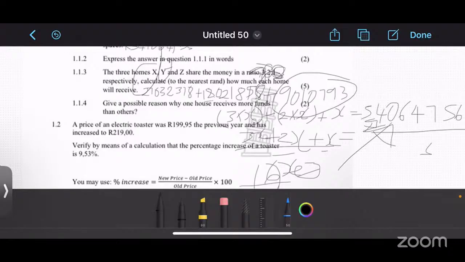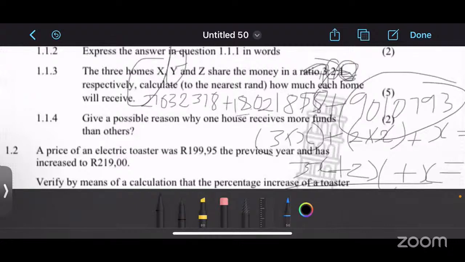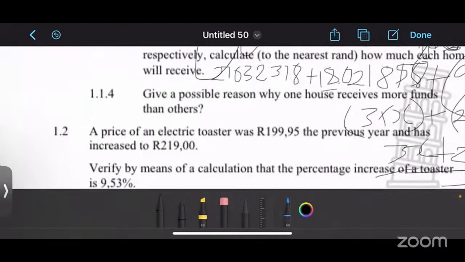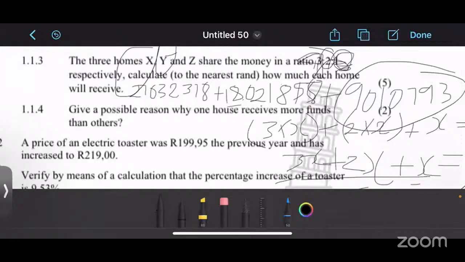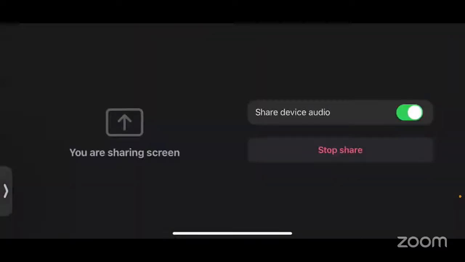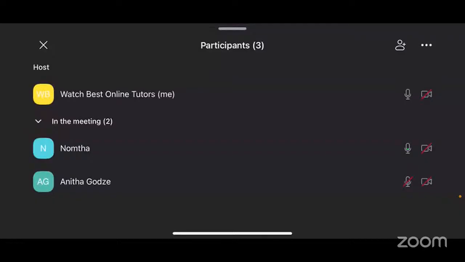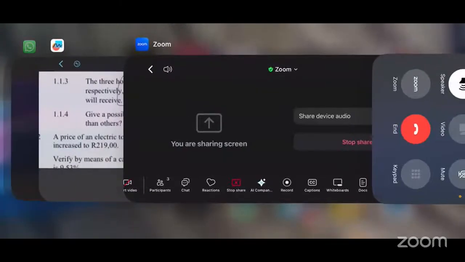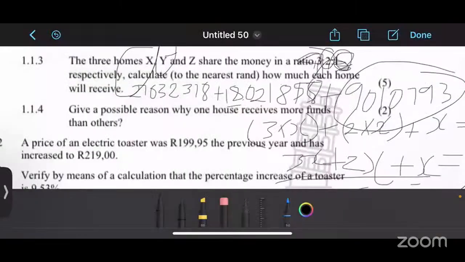You still happy, guys? Yes, ma'am. Okay. And then give a possible reason why one house receives more funds than the others. What could be the reason? Ma'am, maybe one house caters for more children, so they need more money. Okay, that could be one of the reasons why one is receiving more funds, because maybe they have more children than the others, right? To cater for more, like you said.